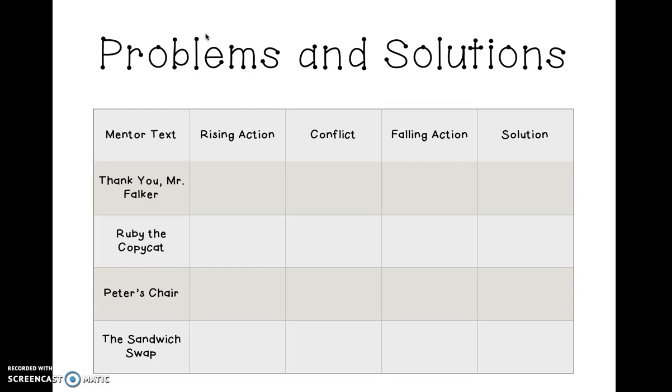Very good job, boys and girls. Thank you for coming back. And I heard some really good things. I heard you guys talking about in Ruby the Copycat how she was copying her friend Angela and said that's a big problem in that story. And then the solution was that her teacher talked with her and told Ruby that she can be herself, and Ruby ended up being herself and the other classmates enjoyed being around her.